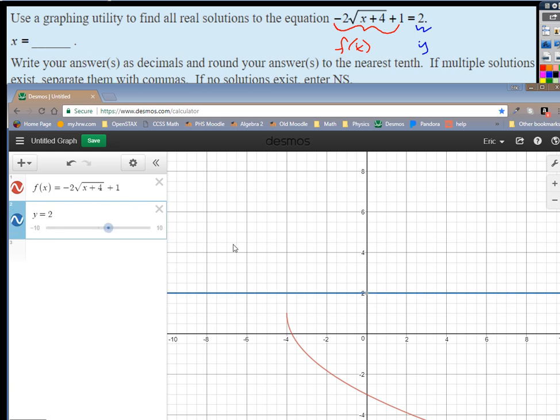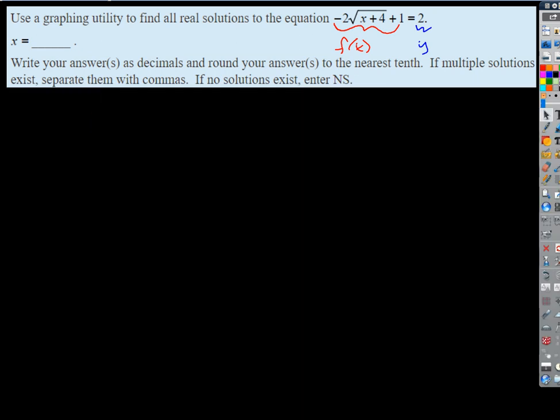And where do those cross? They don't. They don't cross. So what's the answer? NA. NA. Yes, no solution. Good. So that one's NA. Okay, let's see if I can, it's hard to do. Okay, there we go, NA.